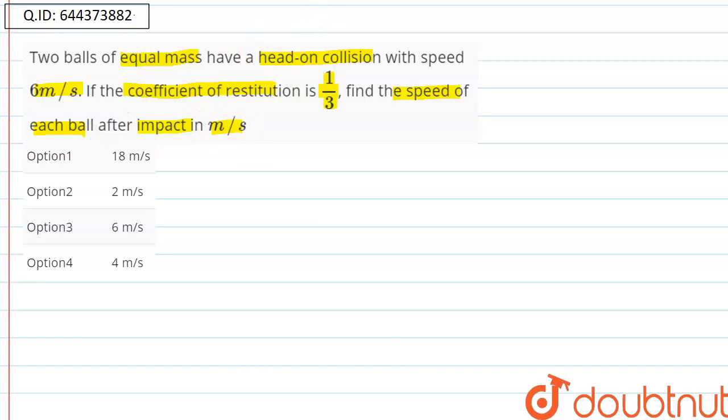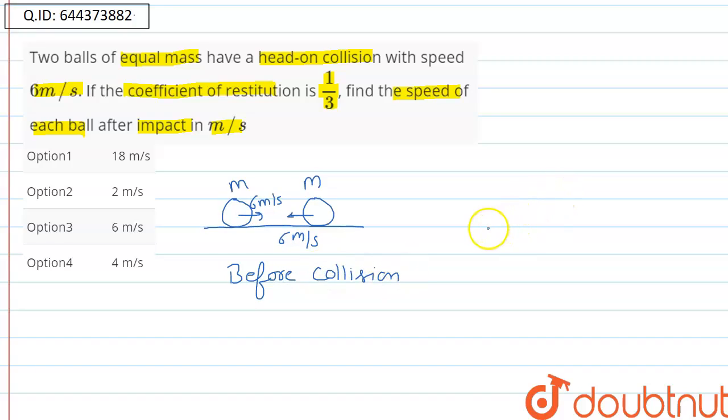Okay, so let us see the scenario. Suppose before the collision, these two were the balls. Suppose the mass of each ball is m, and it is moving with 6 meters per second, and the other is also moving with 6 meters per second. Okay, so this is before collision.